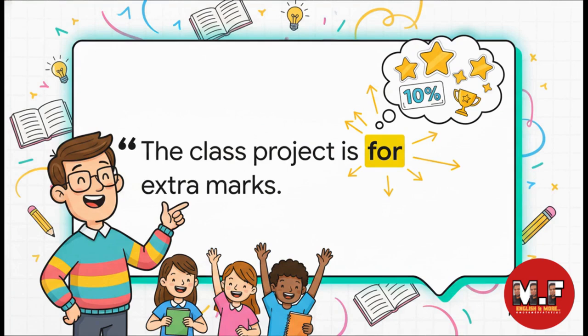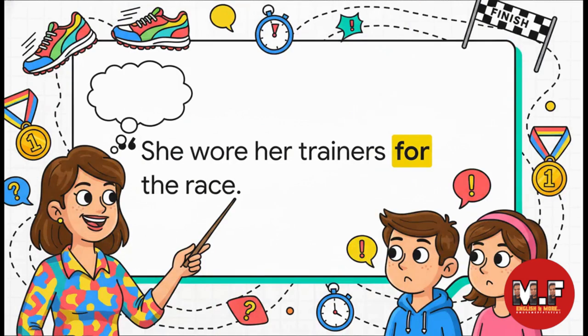So you're doing a class project. What's the reason for it? For extra marks. Notice how extra marks is the noun, the specific thing you're hoping to get. And one last example just to really lock this in. She wore her trainers. Why those specific shoes? For the race. The race is the noun that explains her choice. So the big takeaway is simple. For connects to a thing.